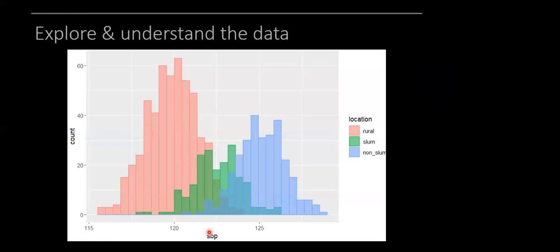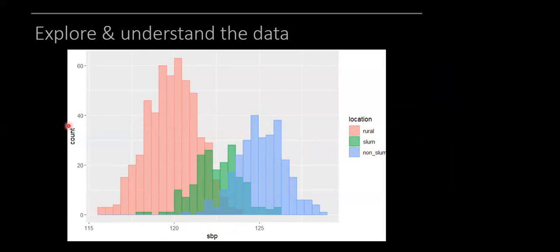Certainly I'd always recommend visualizing your data. Here we can see the different locations and histograms showing the distribution of the blood pressures. We can see there are maybe three distinct peaks relating to the different locations.